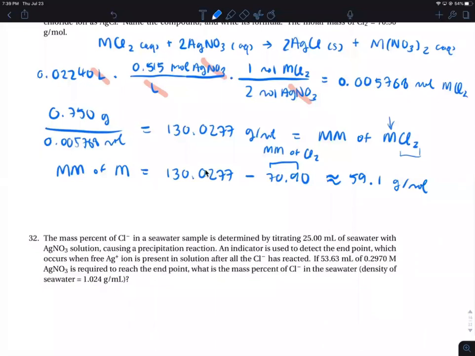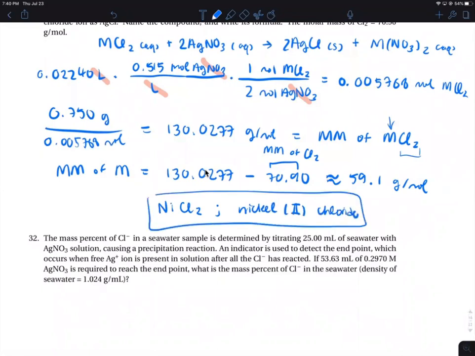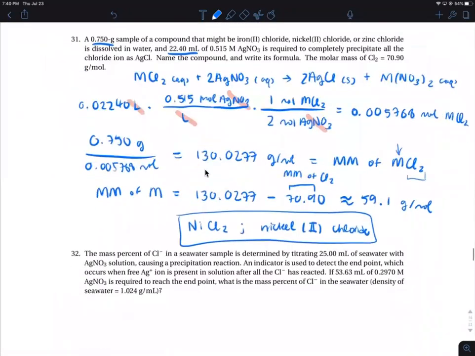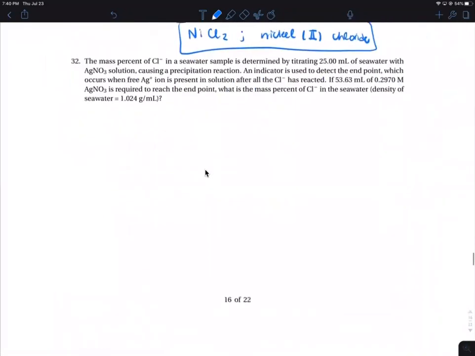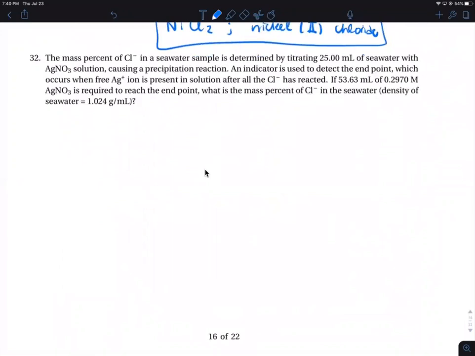Okay, so I left off with the name. So NiCl2, that's the compound, and its name is nickel(II) chloride. Okay, so that's that one. It's really similar to the previous one. Now for number 32.